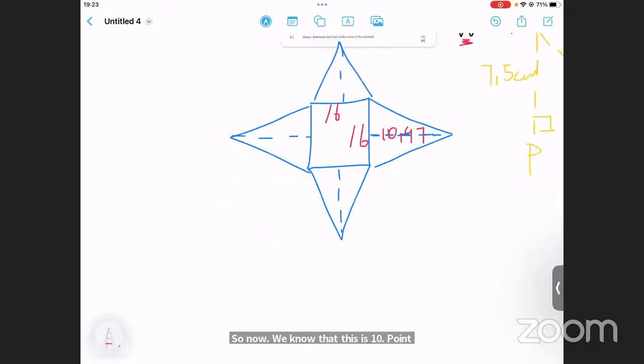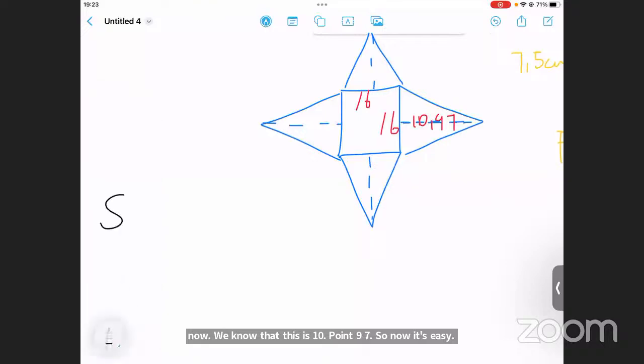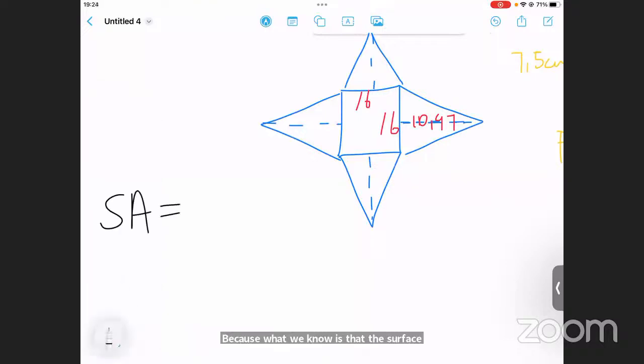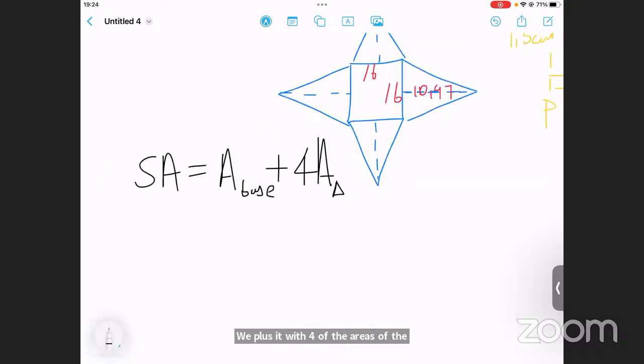So now we know that this is 10.97. So now it's easy, because what we know is that the surface area refers to all the areas of both sides. Obviously, it's going to be the area of the base of that pyramid, plus 4 of the areas of the triangles. It is as easy as that.